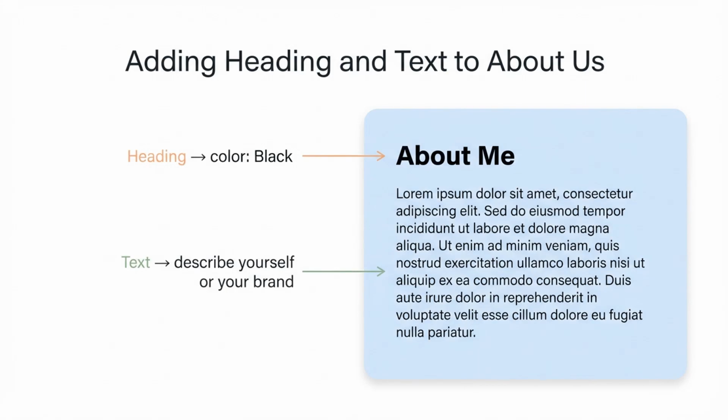On the content side of the About Us section, you first bring in a heading element and type something like About Me. Set the color to black for clean readability. Below that, add a text widget where you write a short personal or brand introduction. A great tip here, you can use an AI writing tool like ChatGPT to help draft your bio. Just give it a prompt describing who you are, copy the result, and paste it right into the text widget.